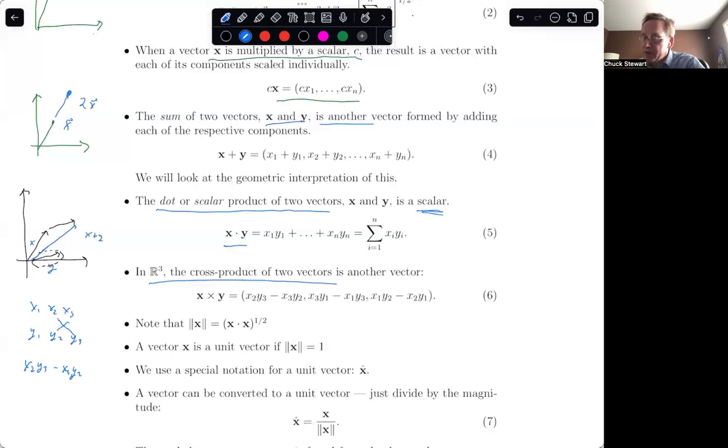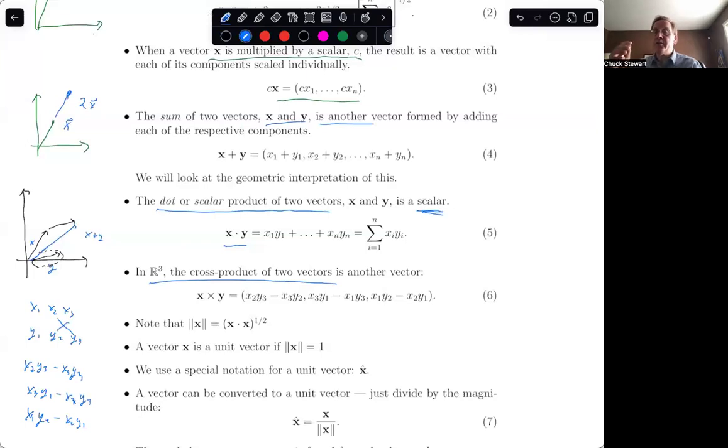The second one is taking this third component and the first component, x3 y1 minus x1 y3, and the third component is x1 y2 minus x2 y1.